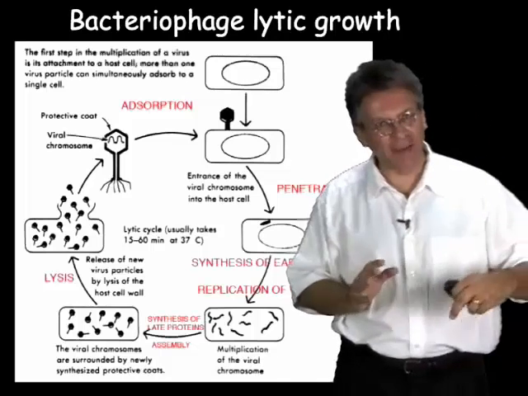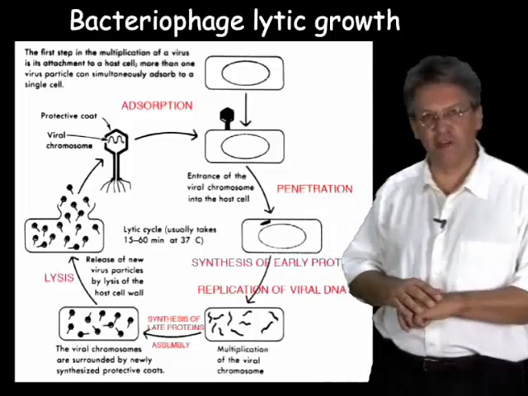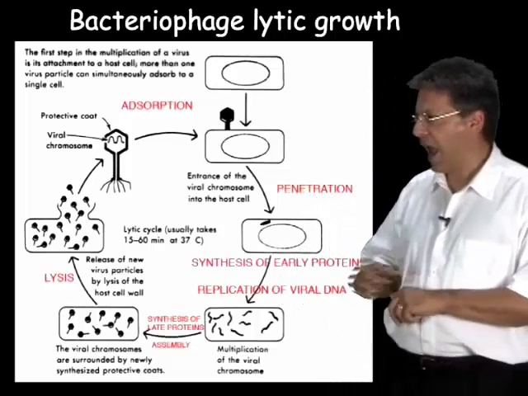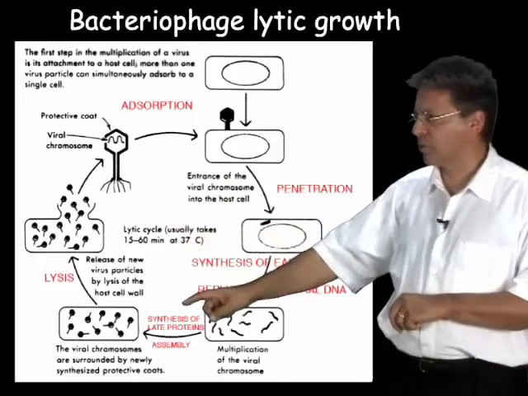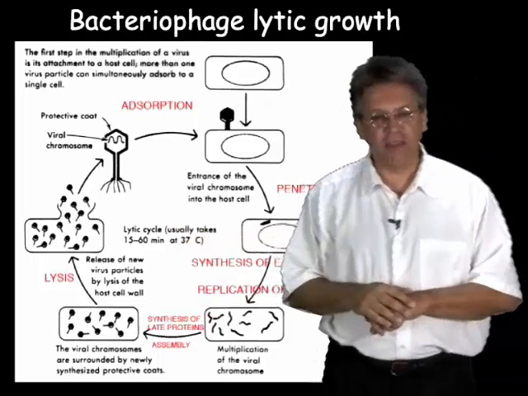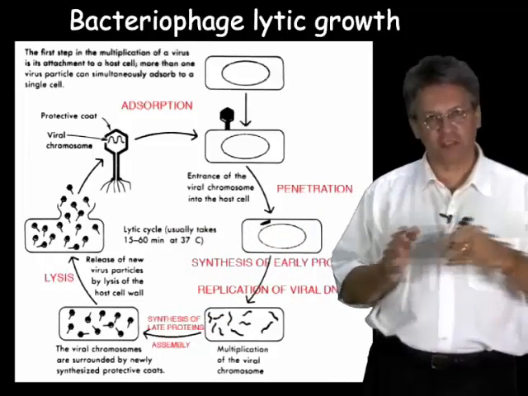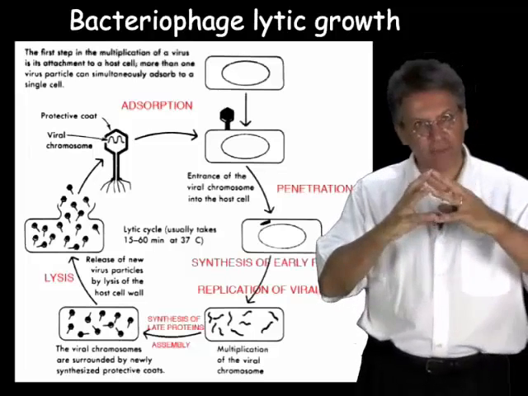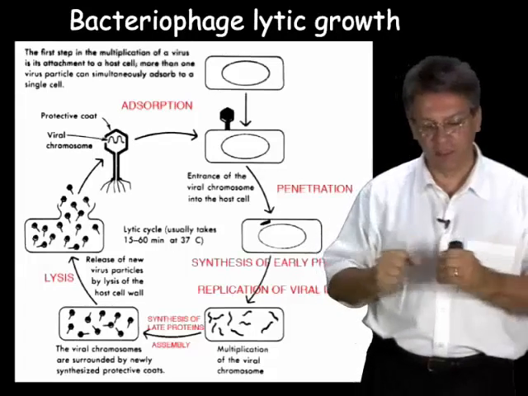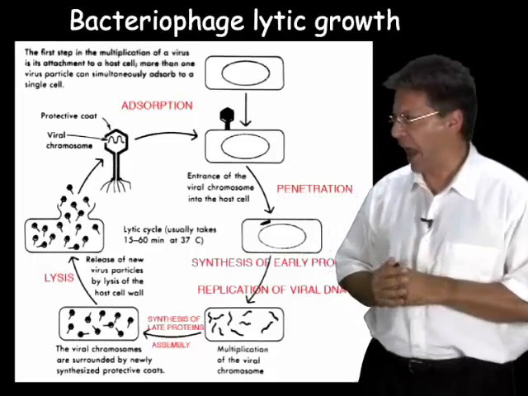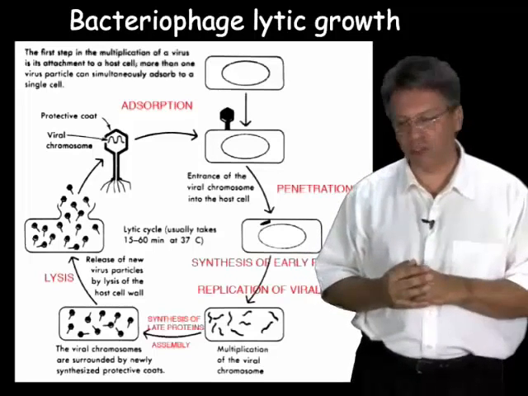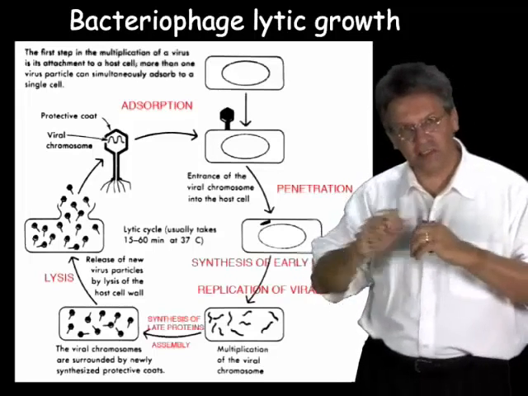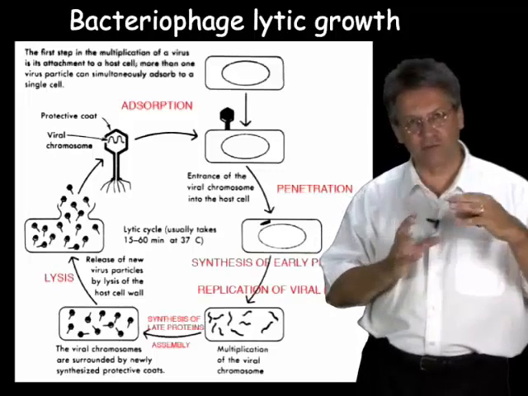Viral DNA is replicated to make lots more copies of the virus DNA. And then these late proteins are expressed that make the structures that I just showed you in the electron microscope. The capsid structure gets assembled, the tails get assembled, and then in a process of DNA packaging, the DNA is stuffed into those heads until the heads are full.